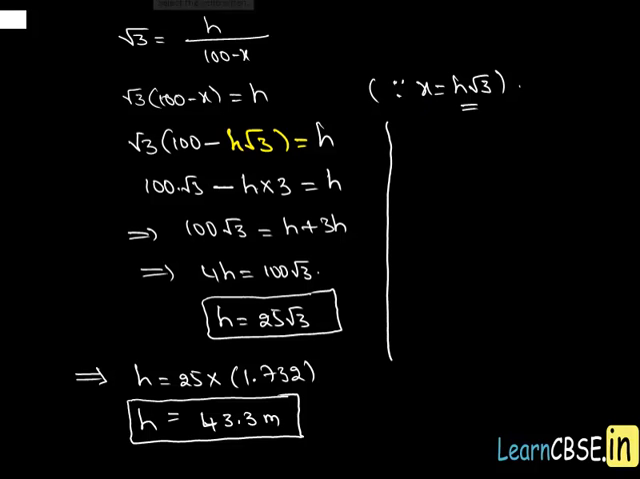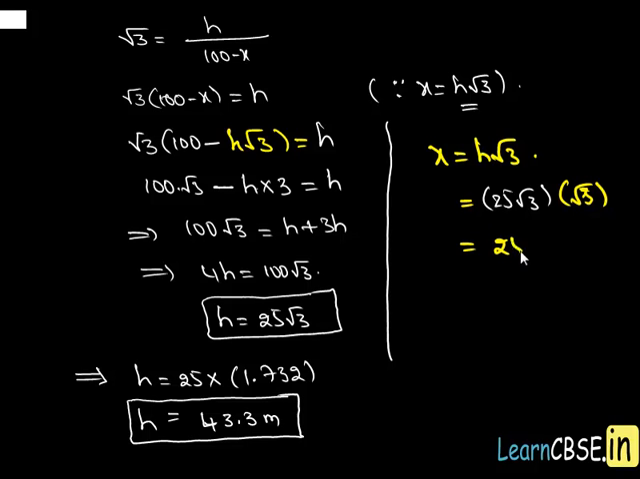So let us consider x is h times root 3. But we have got h is 25 times root 3. By substituting we get 25 times root 3 times root 3. Root 3 times root 3 is 3, and we have 25 times 3. Therefore we have x is 75 meters.